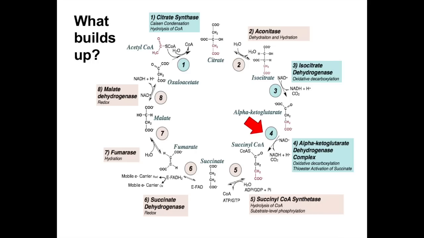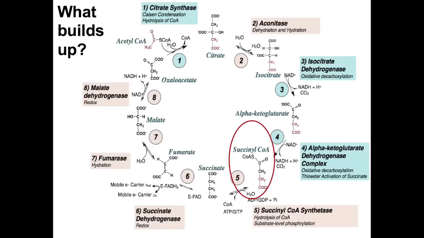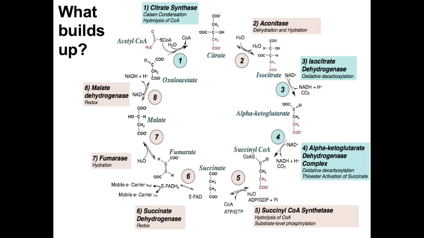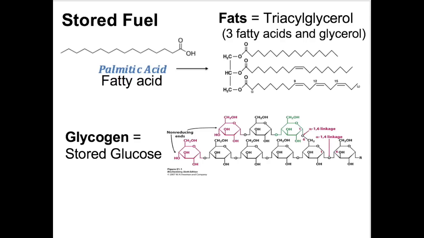So what's going to build up? Succinyl-CoA. Do you remember what succinyl-CoA does? It inhibits alpha-ketoglutarate dehydrogenase complex. It also inhibits citrate synthase, and so it further shuts down the cycle. It says we have enough energy, we have enough building blocks, let's turn this down, let's make things that we can store. That either means glycogen or fats.